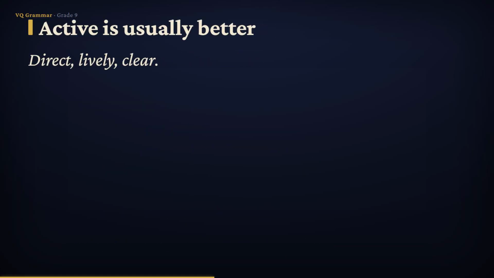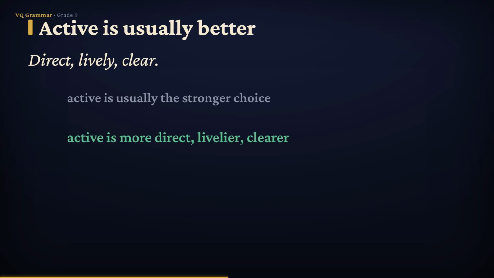Here's something important about style. The passive voice isn't wrong. It can add variety, and sometimes it's exactly what you want, especially when the doer is unknown or unimportant. But most of the time, the active voice is the better choice because it's more direct, livelier, and clearer. It puts the doer right up front and gets straight to the point. So when you catch a passive sentence that feels weak, you can usually make it stronger by flipping it to active.